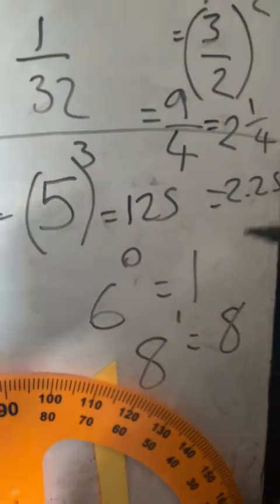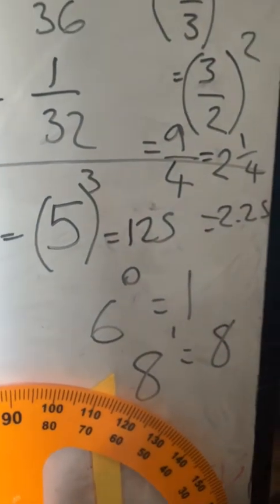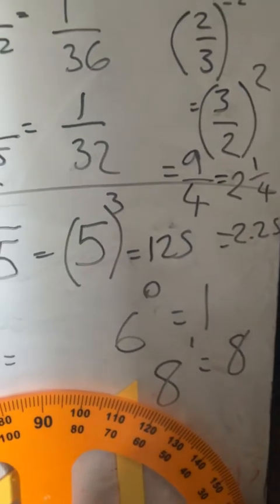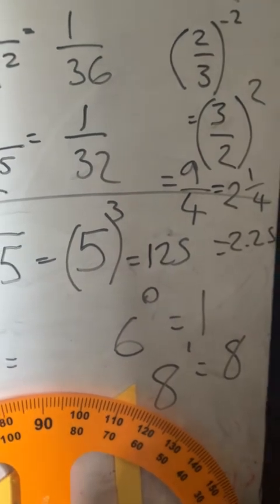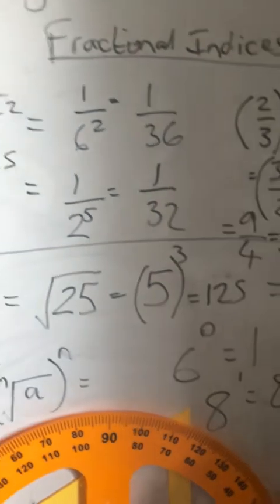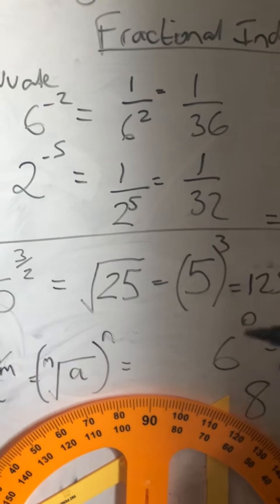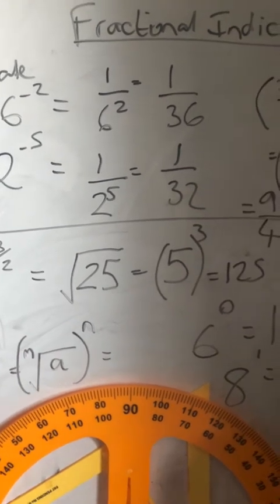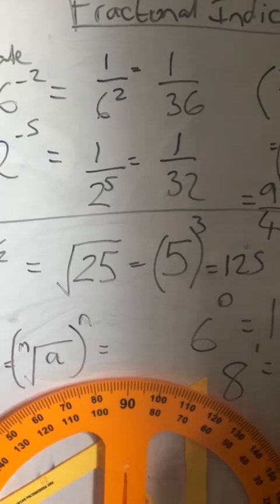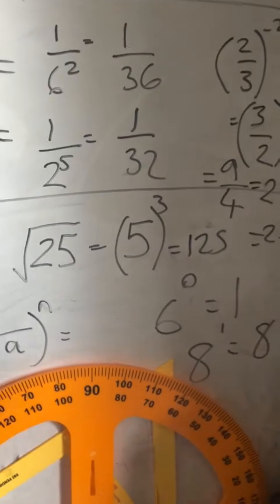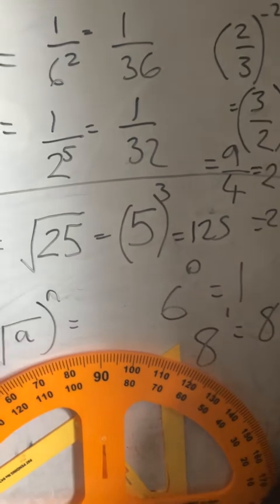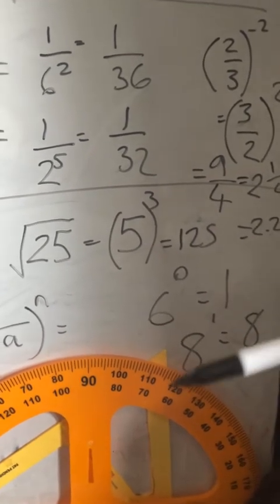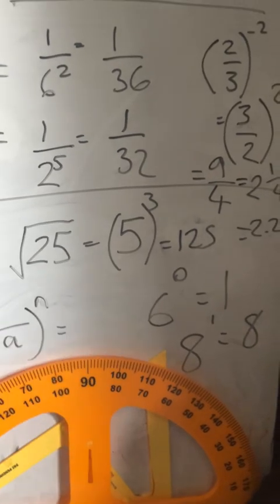Make sure that you are happy with that, and with the laws of indices. If you multiply with the same base, you add the powers. If you divide with the same base, you subtract the powers. So make sure that you're happy with your negative indices, fractional indices, and the laws of indices for multiplication, division and the power to power rule, and also powers of 0 and powers of 1. Any number to the power of 0 is equal to 1, and any number or letter to the power of 1 is just itself.